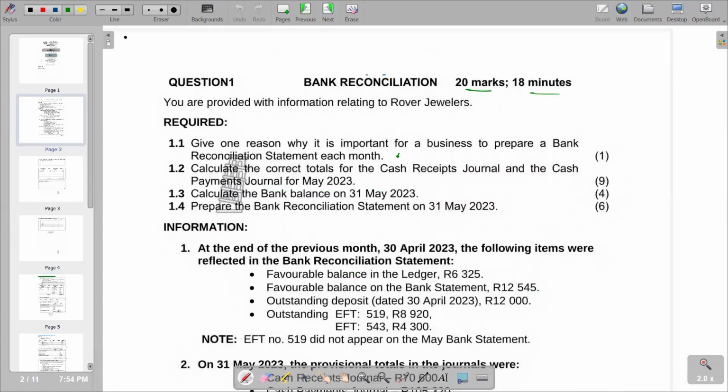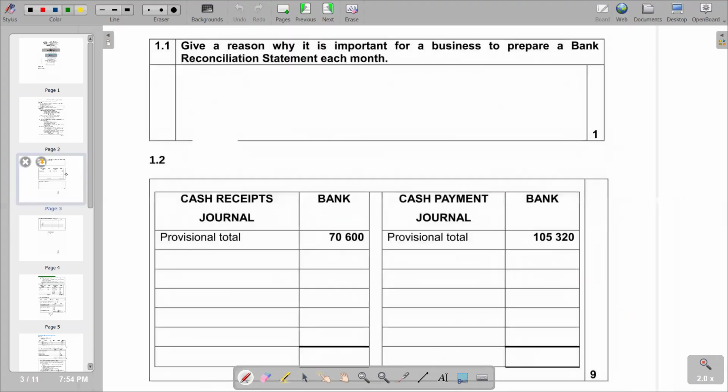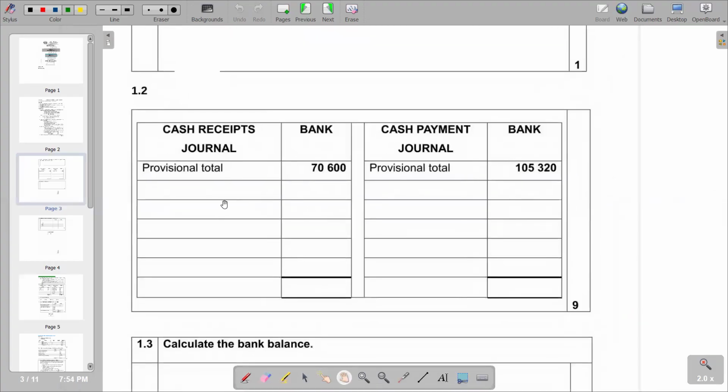So we go back to our question. We go to 1.2, which is to calculate the correct totals for the cash receipts journal and the cash payments journal for May 2023. We are going to calculate that using the space that we are given in the answer section, which is the space that we have on 1.2. We've got the column for cash receipts and the column for cash payments. So we are going there to try to see which ones are going to be elements of the cash receipts journal and which ones are going to be elements of the cash payments journal.